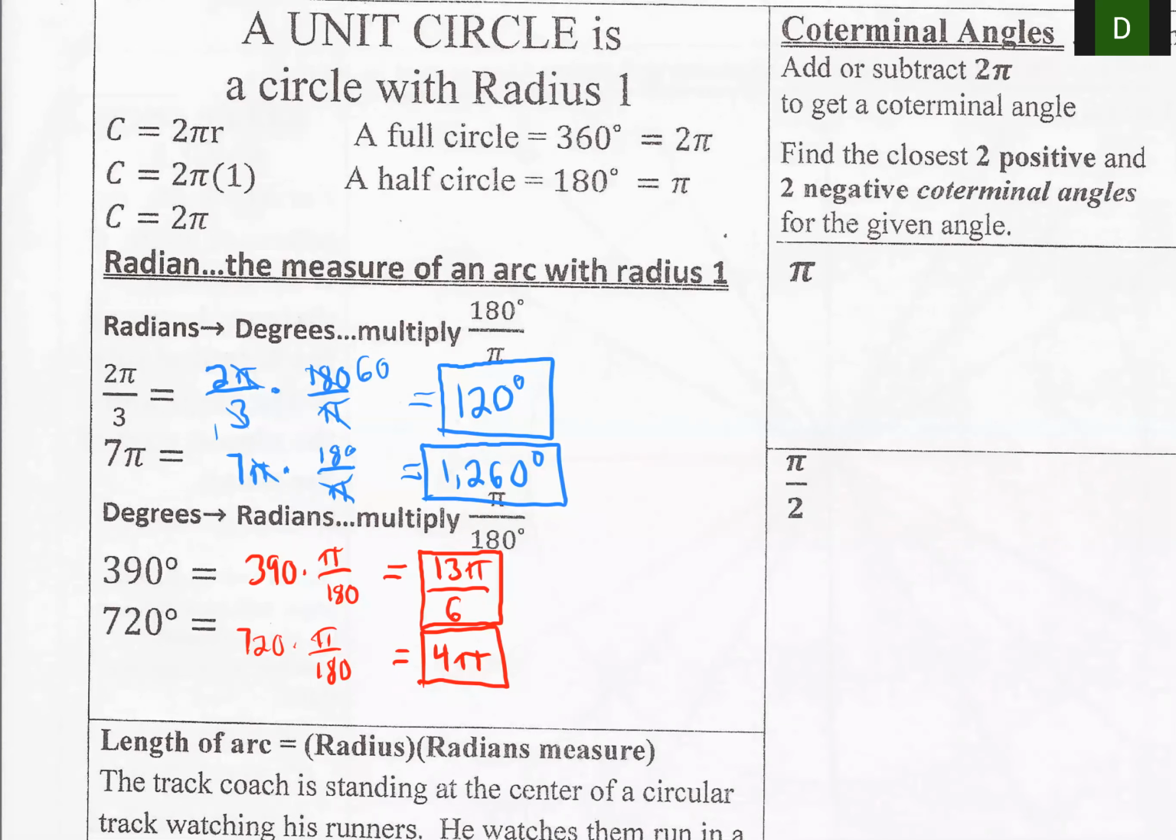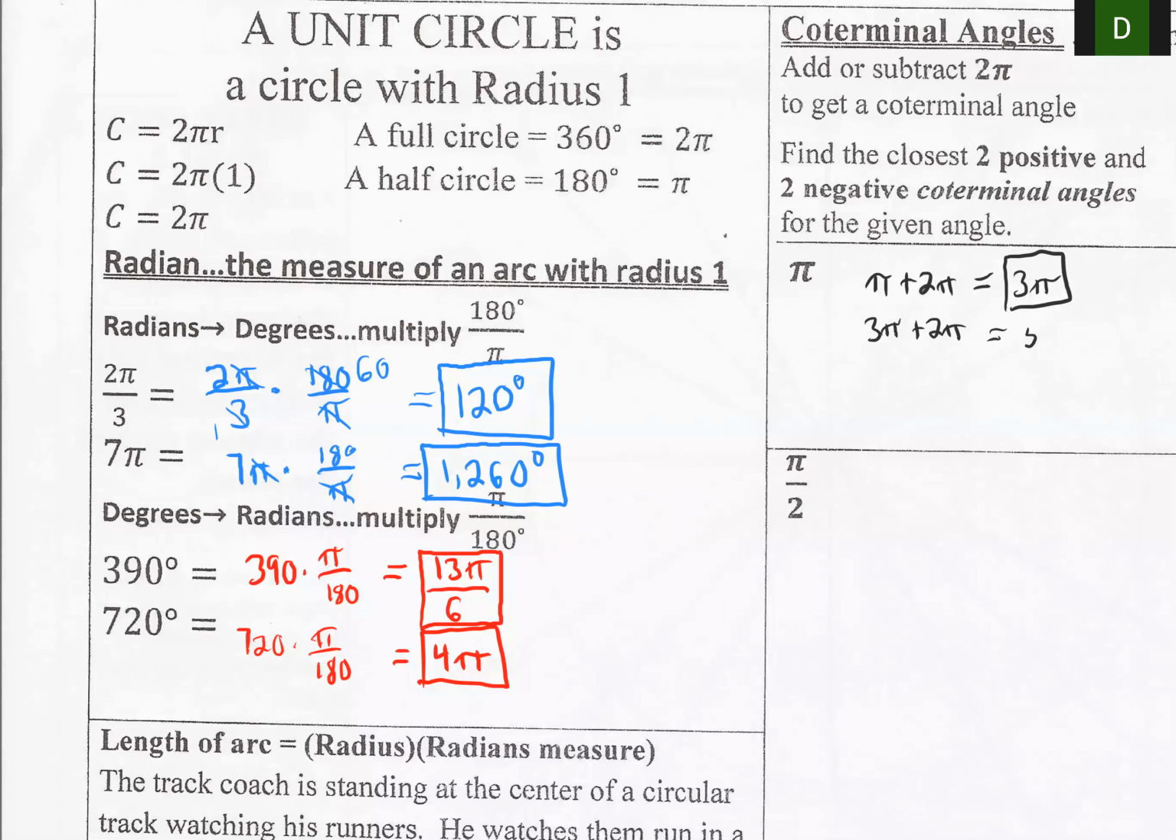Okay, so I'm going to move to the right, coterminal angles. Instead of adding or subtracting multiples of 360, now I'm going to add or subtract multiples of 2 pi because we're working in radians. Pi plus 2 pi would be 3 pi. This is coterminal to pi. It has the same terminal side. Then you could do 3 pi plus 2 pi. And you want 2 positives and 2 negatives. So to get 2 negatives, you can take pi and subtract 2 pi.